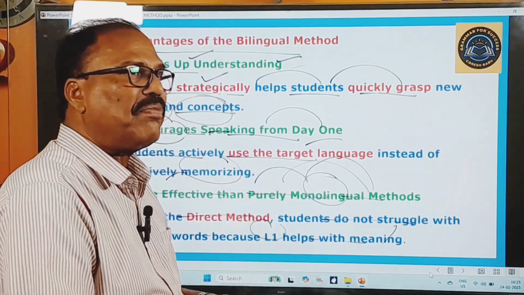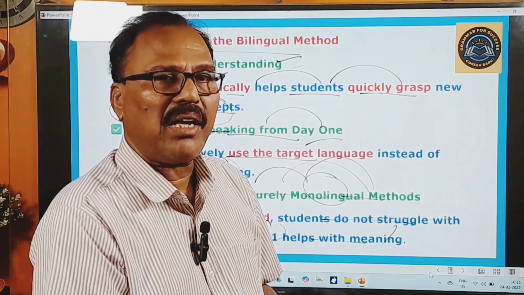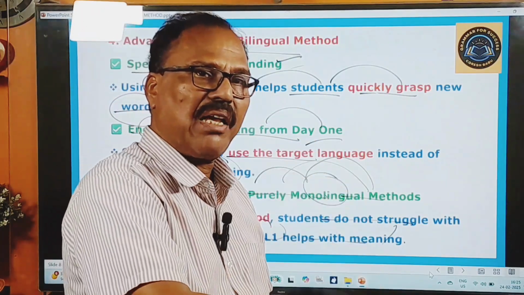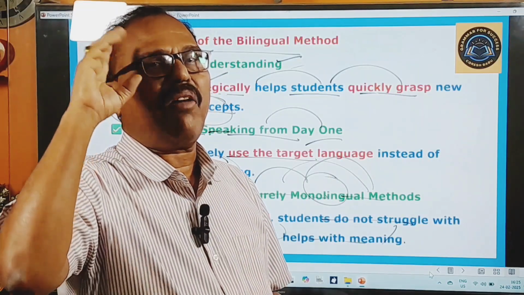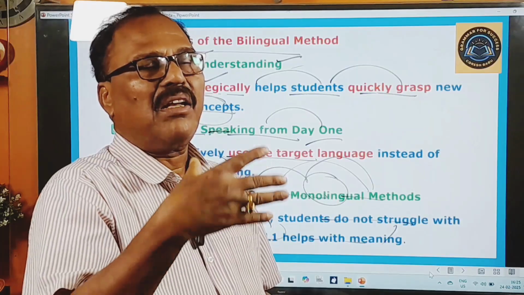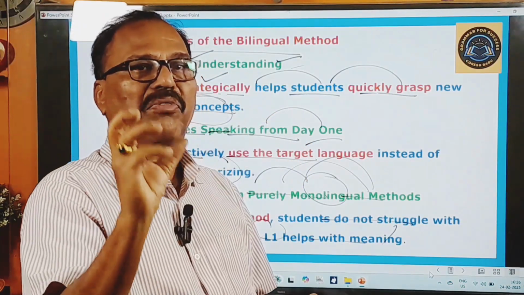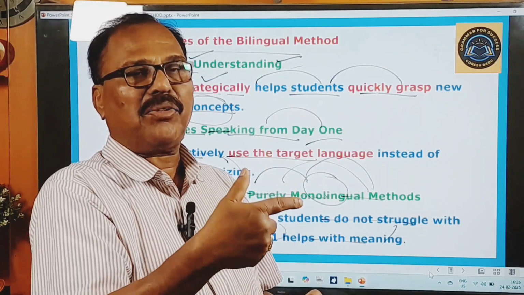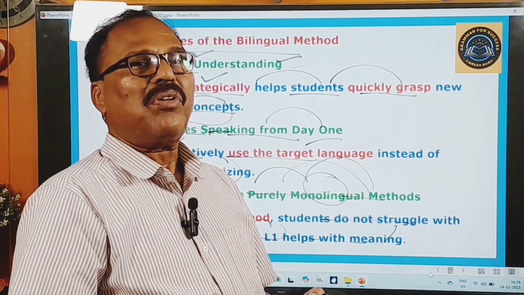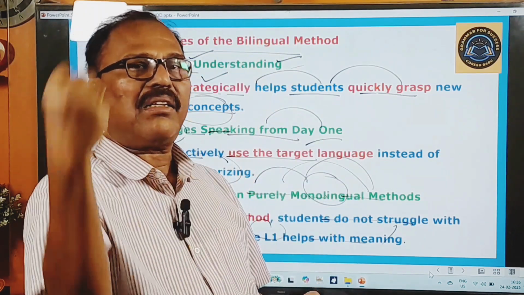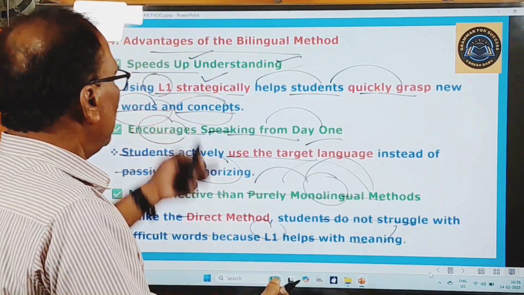So in that way, they can find it very easy and interesting. Learning the meanings in the target language, learning the explanation in the target language, learning everything in the target language means, in the direct method, the students have felt very difficult in understanding new words and new concepts. But here it is not so. If the students cannot understand some difficult word or difficult concept, the teacher is there ready to help them in their native language. That's why with the help of the native language, they can understand the meaning of the word in the target language. That advantage is there in this bilingual method.